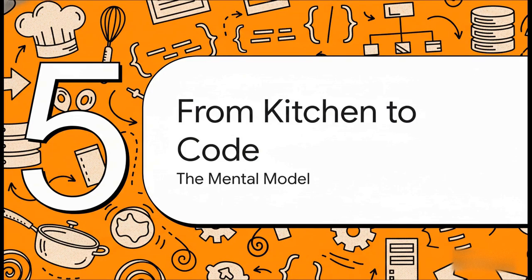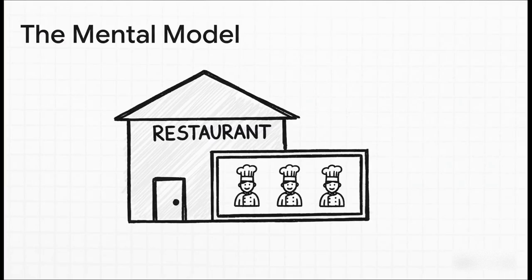All right, the kitchen analogy has served us well, but now it's time to bring it all back to the real world. How does this actually look when you're sitting down and writing code for a program? So here's the mental model you should have. The whole restaurant, that's your process. Think of it like your entire web browser or a video game running on your machine. And the chefs? Those are the threads, working inside that process, sharing all the same equipment and ingredients.